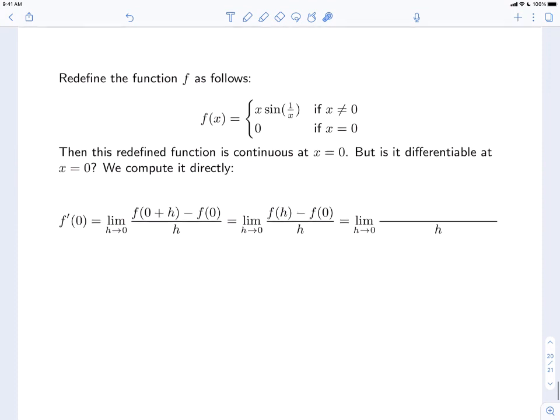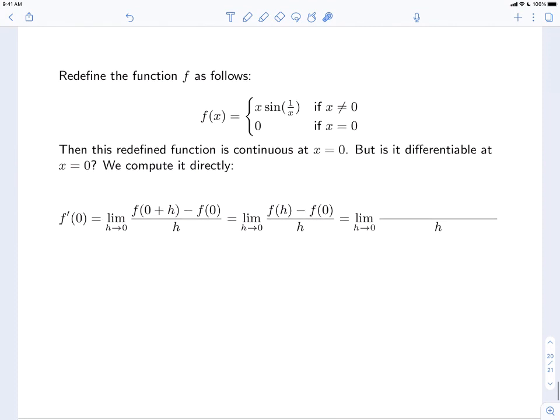So anyway, we can redefine the function f as follows. F at x is equal to x times sine of 1 over x when x is not equal to 0, and 0 when x is equal to 0. Redefining the function in this way removes the discontinuity, so this function is continuous at x equals 0. But is it differentiable at x equals 0? Well, we can compute it directly to find out.